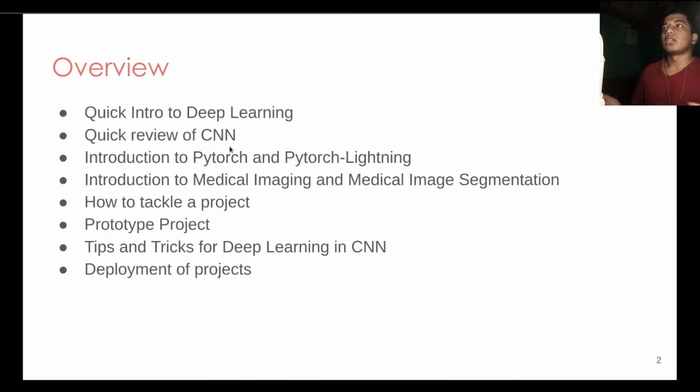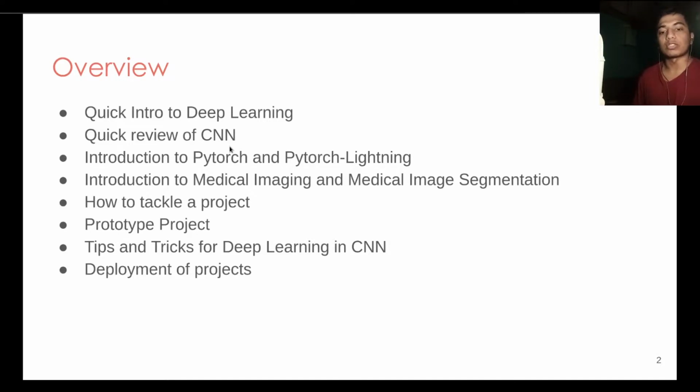So, here we are going to look over these 8 topics in this crash course. First, starting with a very general introduction to deep learning, followed by a quick review of CNNs, and then we would be looking into PyTorch as a framework and PyTorch Lightning. Then we would be looking into medical imaging and medical image segmentation.